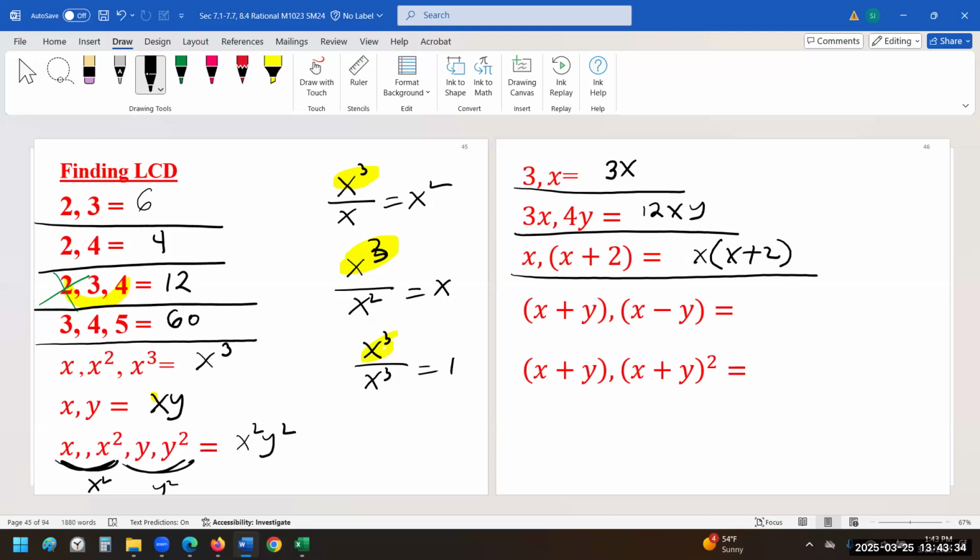How about x plus y and x minus y? Can you multiply x plus y by something and it will turn into x minus y? Is it possible? No. So you take both of them. x plus y, x minus y. Because you cannot multiply one by something to get the other one.